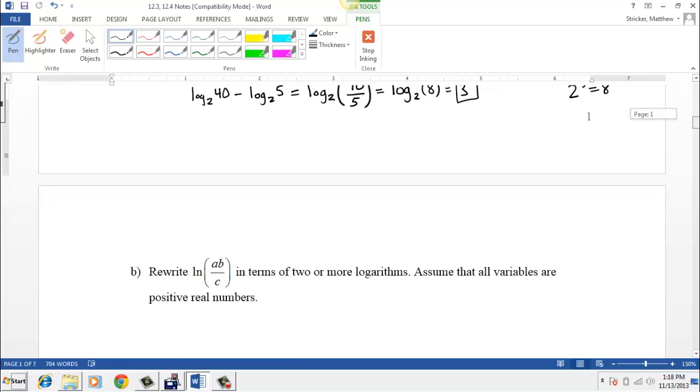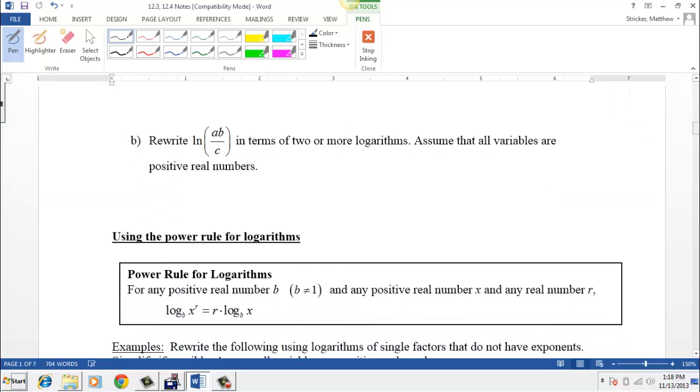And we can use this property in the reverse order too. I can split up a log into different parts. So if I had the natural log of ab over c, the first thing that we'll see is that this is equal to the natural log of the numerator, ab, minus the natural log of the denominator. This is by the quotient rule that we just talked about on the last page.